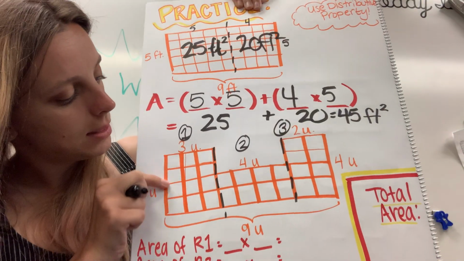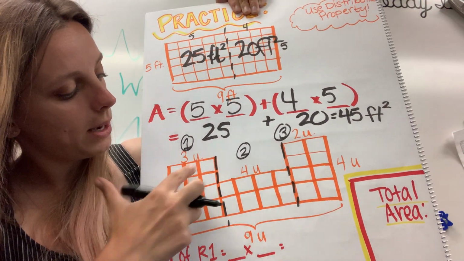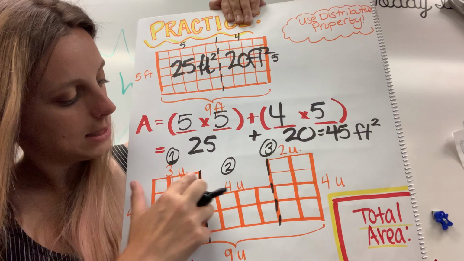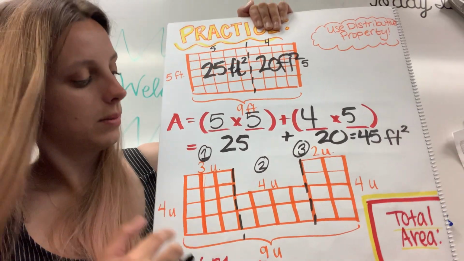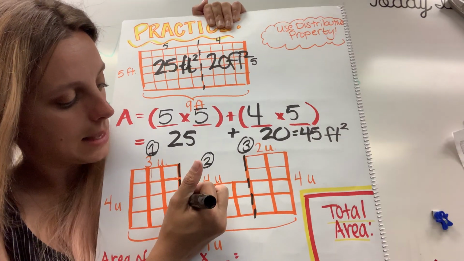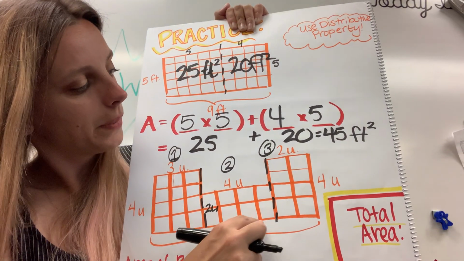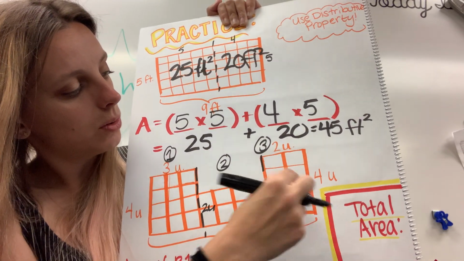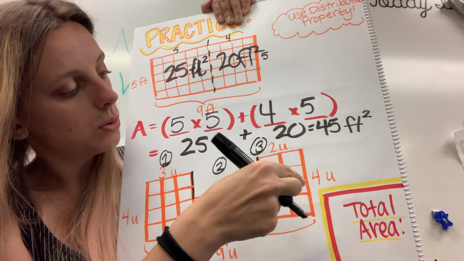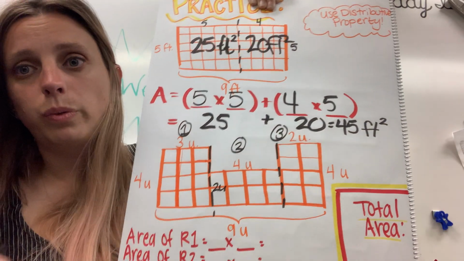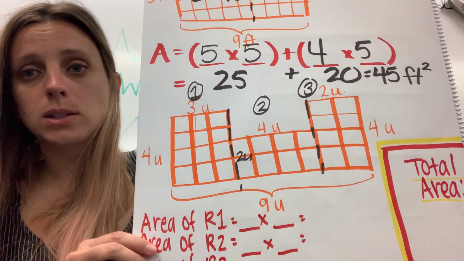So you could see that this rectangle over here, rectangle 1, has a side length of 4 units and another side of 3. Rectangle 2 has a side length of 2 units and a length of 4 units. This third rectangle has a side length of 2 and a length of 4 units. So we're ready to start solving for our area.